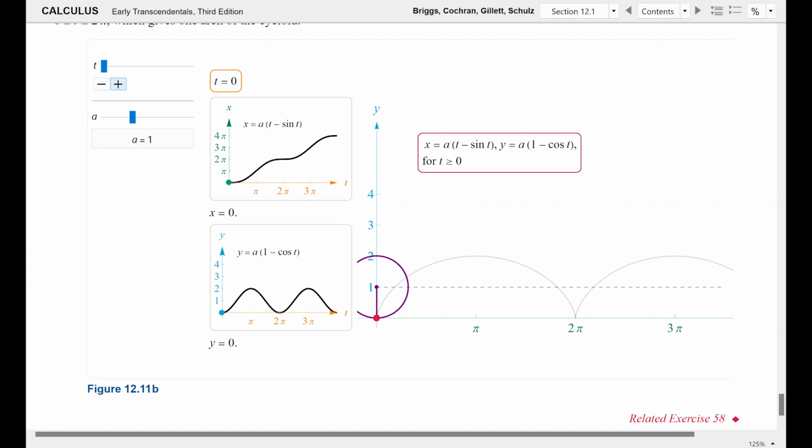Well, let's do that. So we increase t, and as we increase t, you can see the blue dot there is following what y is, and the green dot is what gives us what x is. And we plot the x and y for each respective t, and you can see that we're moving along this point on the rim, and we get that cycloid.